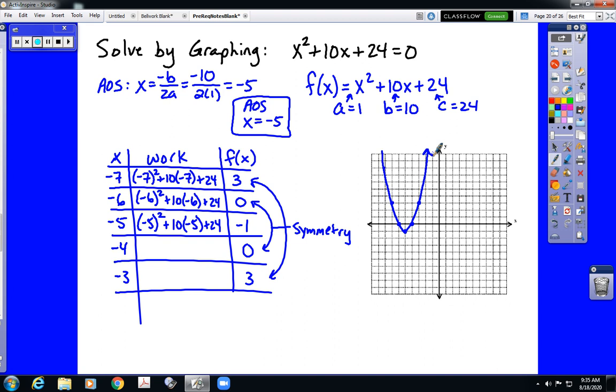And then we are looking for the locations of the x-intercepts. That graph crosses the x-axis at two places: x equals negative 6 and x equals negative 4. So those would be our solutions, x equals negative 6 and x equals negative 4.